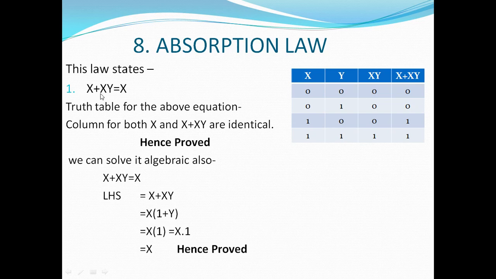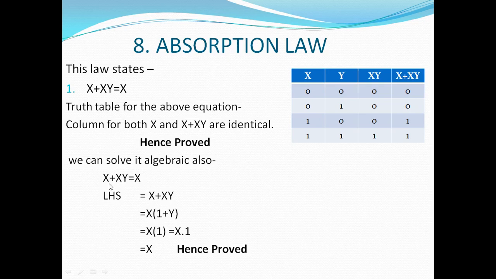Now find out the LHS, x plus xy. First we'll find out xy, then x plus xy. Now we have got the LHS and in the RHS we have x. Now compare this x with x plus xy. These two columns are identical to each other. That's why we can say this equation is verified. Similarly, we can solve it the algebraic way also.